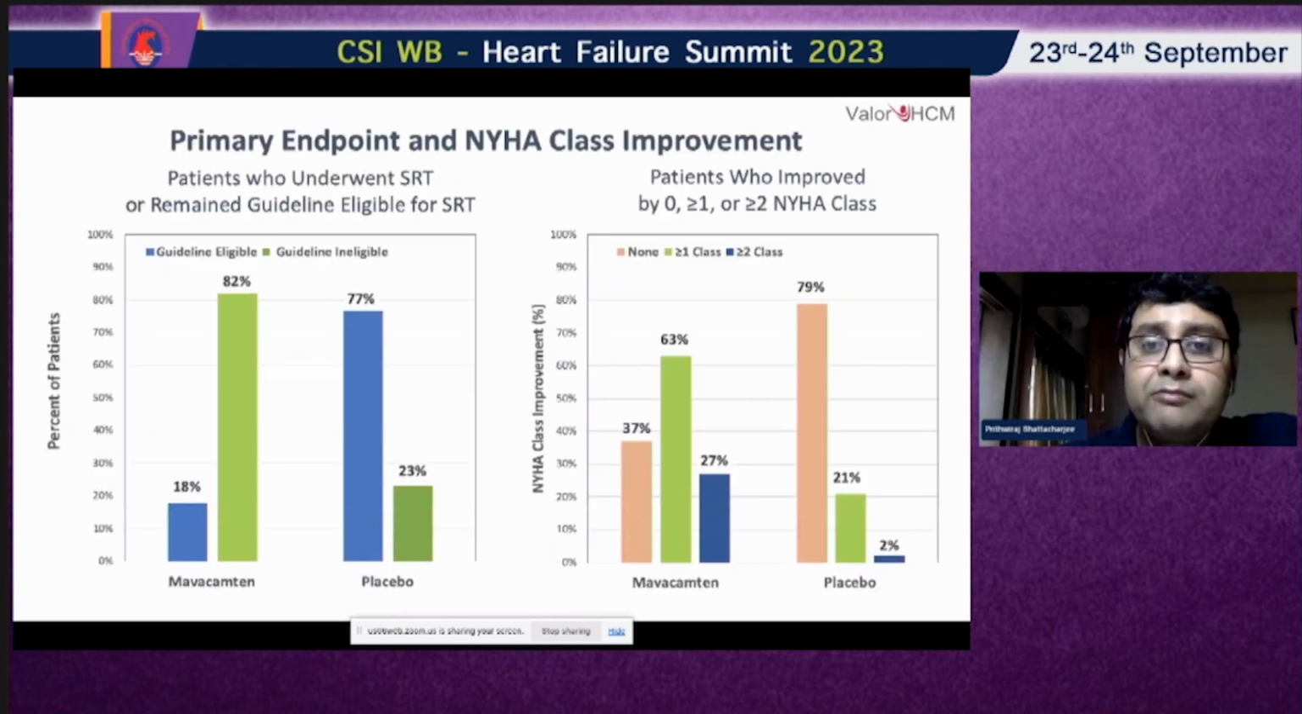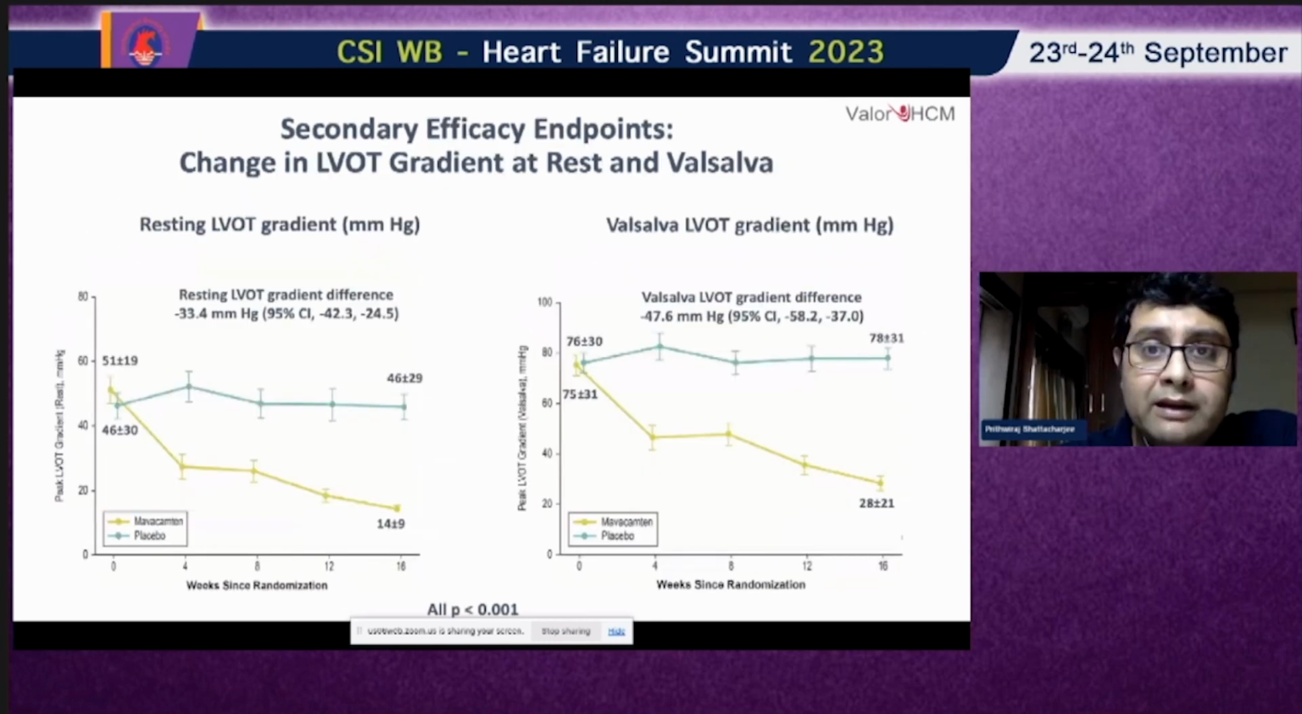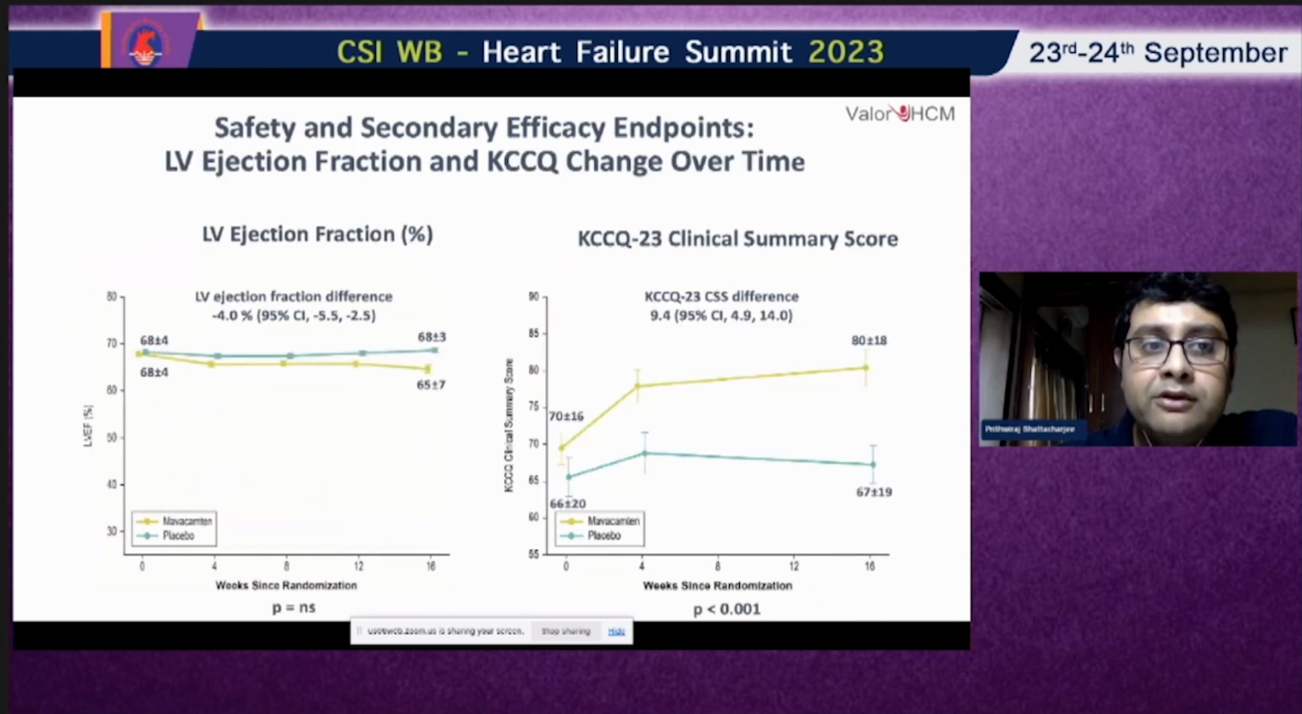This is a chart showing mavacamten versus placebo, and patients who improved with mavacamten, either more than 1 class or more than 2 class improvement, is much higher compared to placebo. LVOT gradient, Valsalva LVOT gradient, Kansas City Cardiomyopathy Questionnaire clinical summary score, all improved with mavacamten with comparable LV ejection fraction difference.